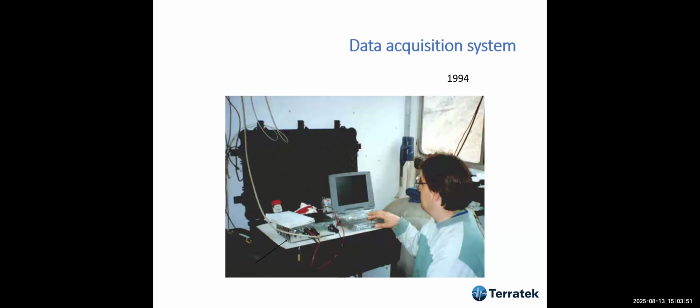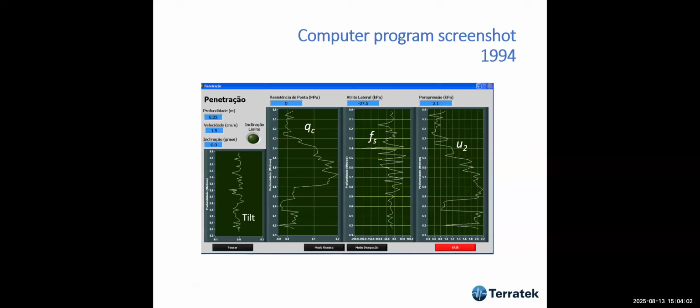We developed in 1994 also a data acquisition system. This guy was an electronic engineer, and he wrote the program for us. And this is how it showed. We had measures of tilt, qc, which is the tip resistance, side friction, and pore pressure u2. This was how the operator would see that.